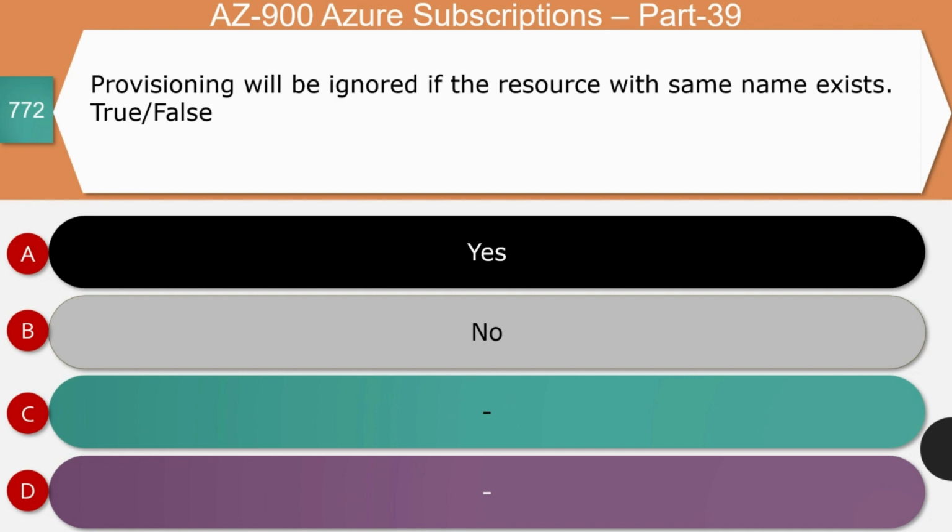Next question. Provisioning will be ignored if a resource with the same name exists. Is it true or false? The right answer for this question is yes.